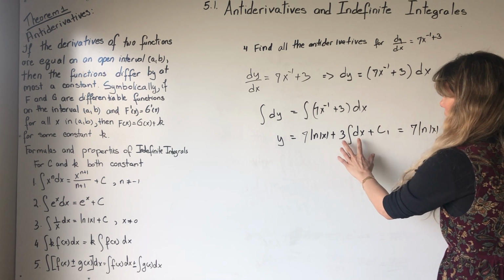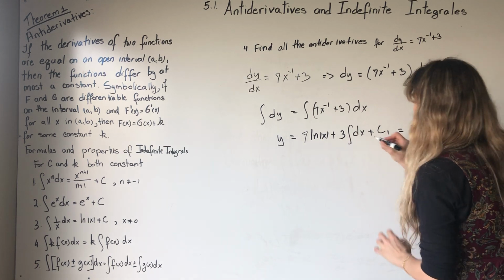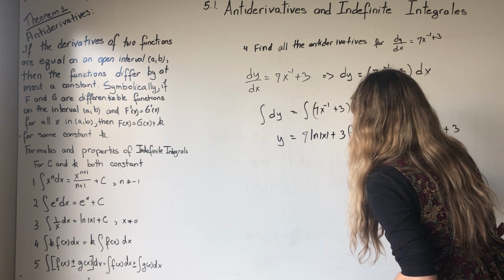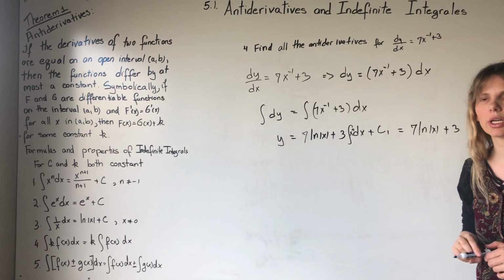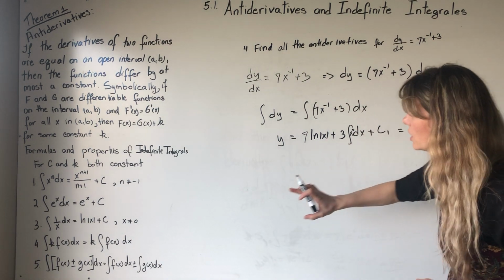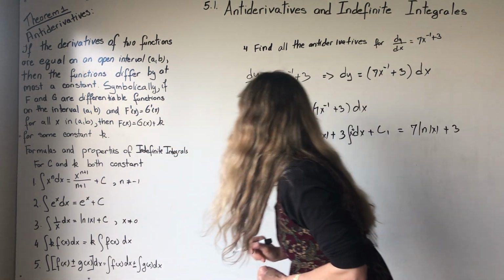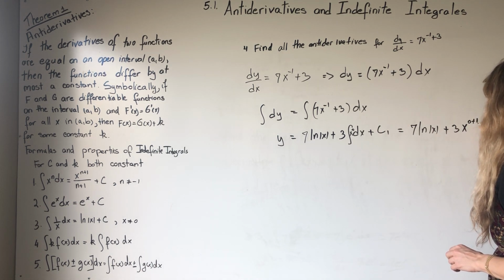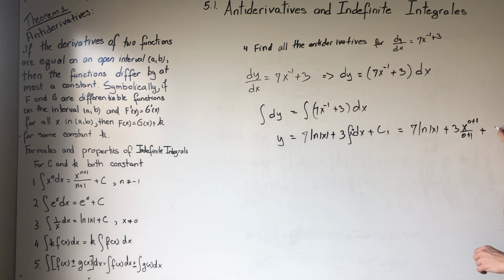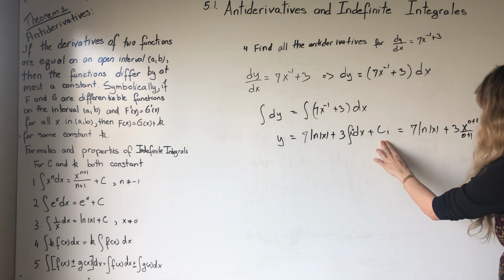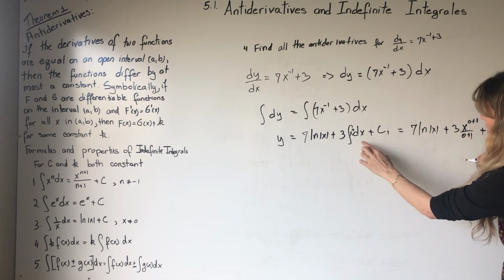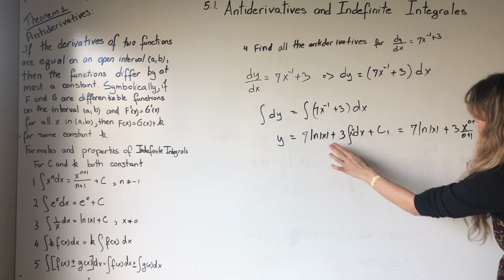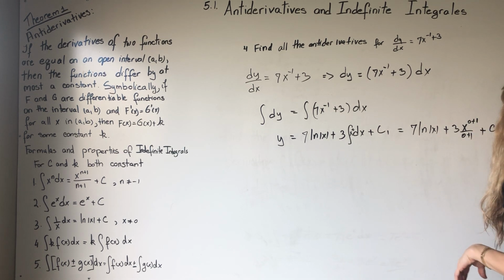So here we have 1, or we can write it x to the power of 0, correct? So since I have x to the power of 0, by number 1 I will have what? X to the power of 0 plus 1 over 0 plus 1, correct? Plus, I have another c now, because I have a constant from here, a constant from there, and I will put it just as a c.